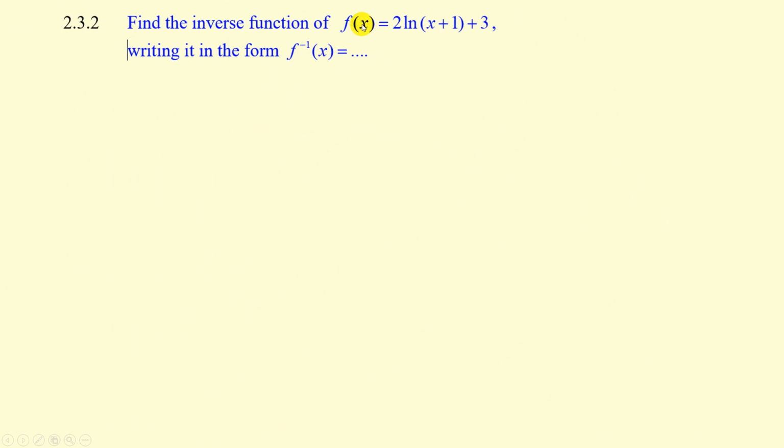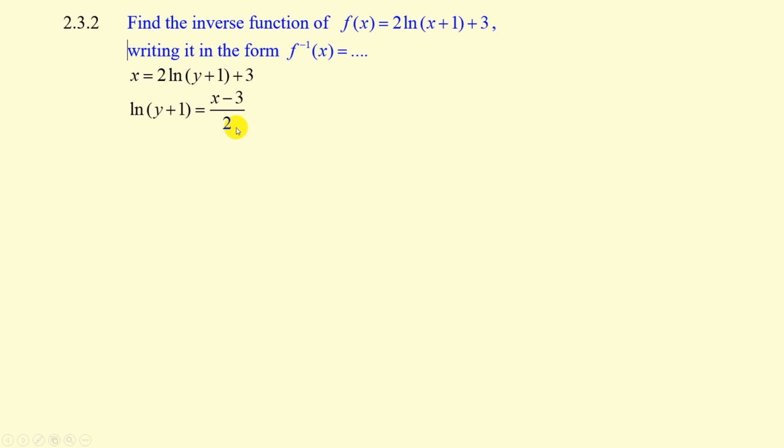Find the inverse function of f(x) = 2 ln(x + 1) + 3, writing it in the form f⁻¹(x) equals. Well, to find an inverse function, we swap the x and y. We have y = 2 ln(x + 1) + 3. So now we're going to write x = 2 ln(y + 1) + 3, and we're going to solve that equation back for y.